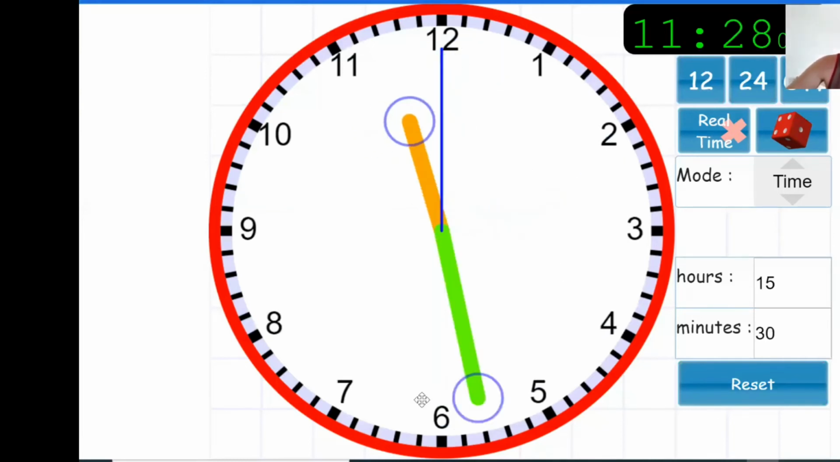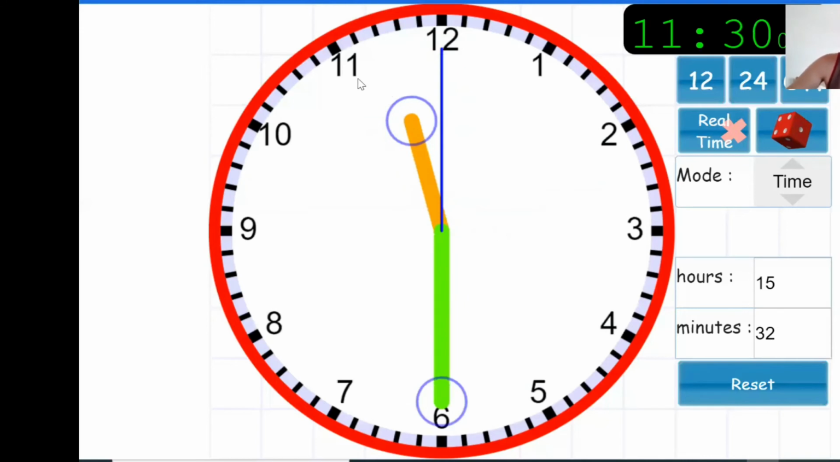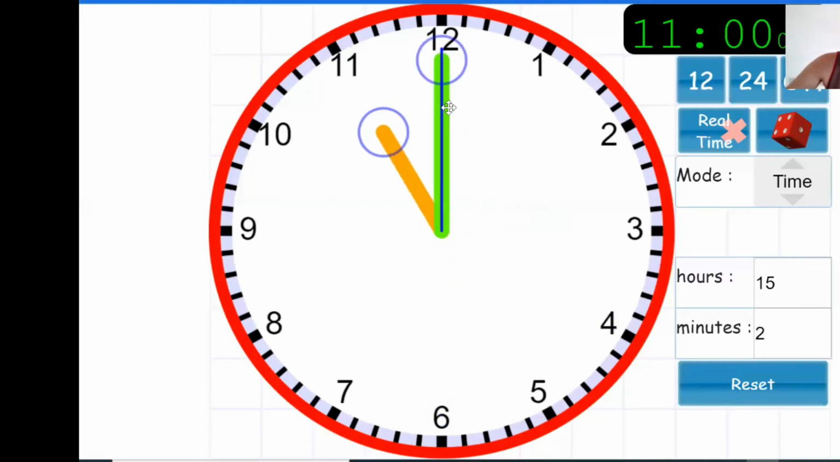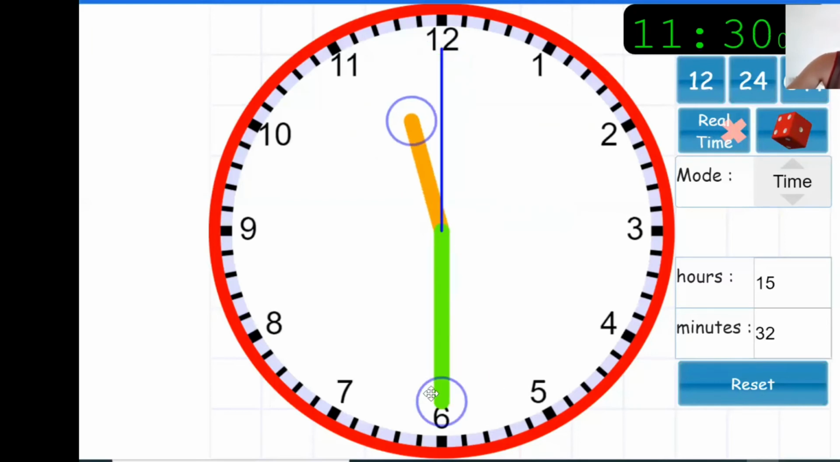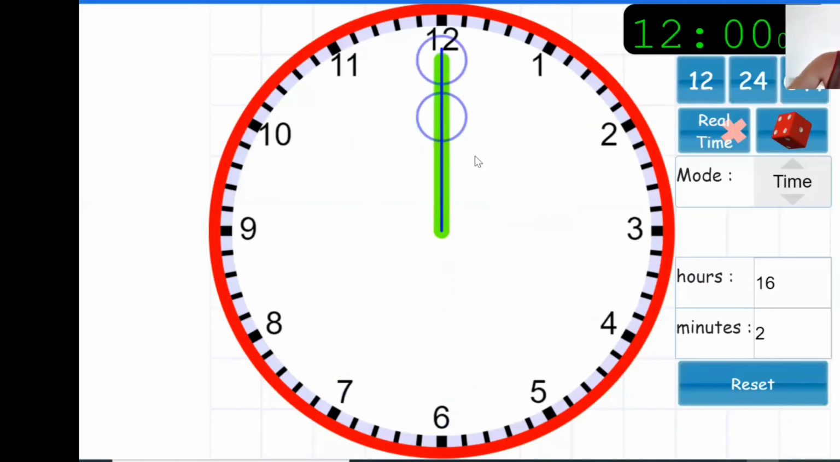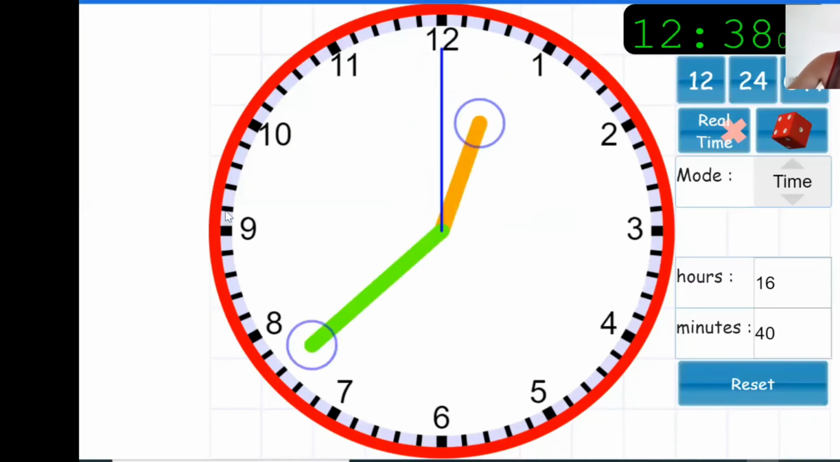Okay? So if we are at 11:30, half an hour before would be 11 o'clock. And if we were in 11:30 and we said half an hour more, it would be what? 12 o'clock. Fantastic.